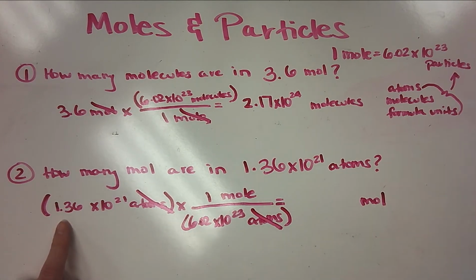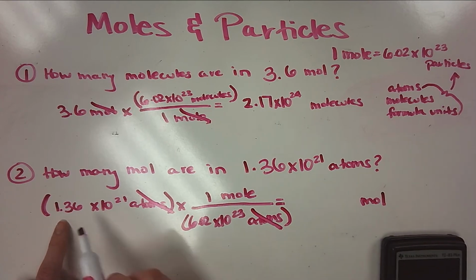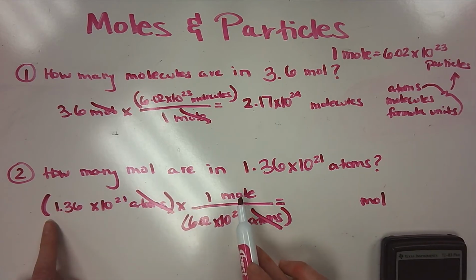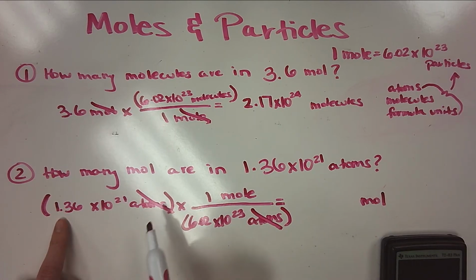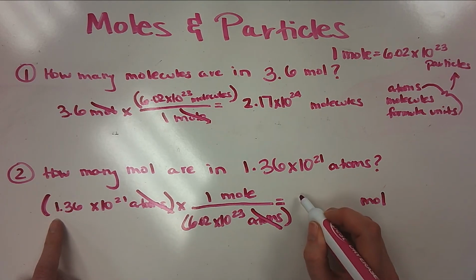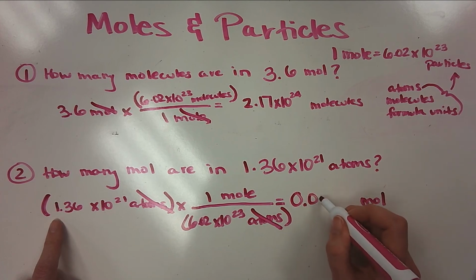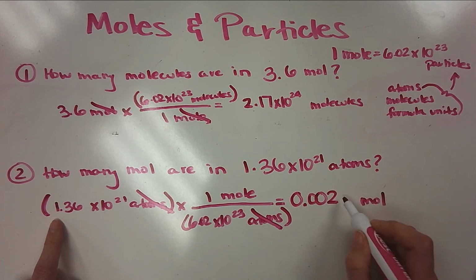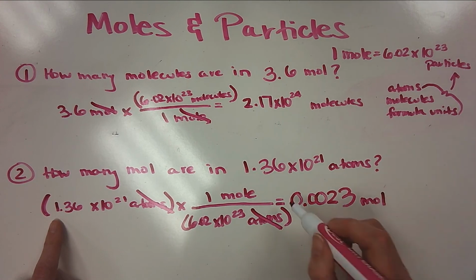Now, when I plug this one into my calculator, it's going to be a little different. Remember, you're going to multiply everything across the top and then divide by everything on the bottom. So when I plug this in, it'll be 1.36 times 10 to the 21st divided by Avogadro's number. So let's plug that in and see what we get. 1.36 times 10 to the 21st divided by 6.02 times 10 to the 23rd. And when I do that for my mole, I get 0.0023 mole.